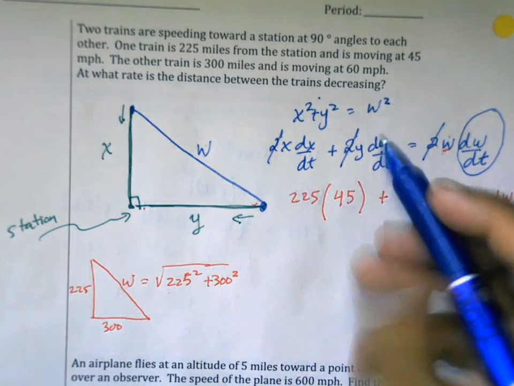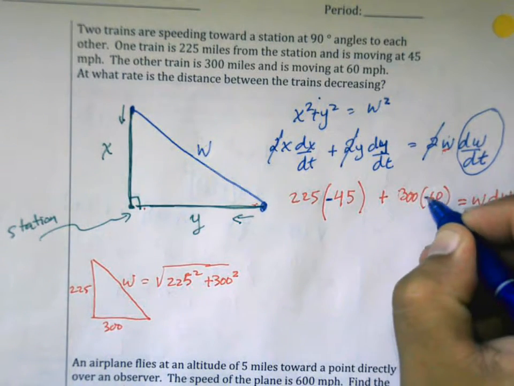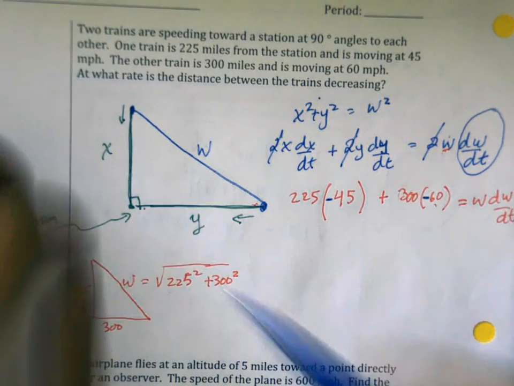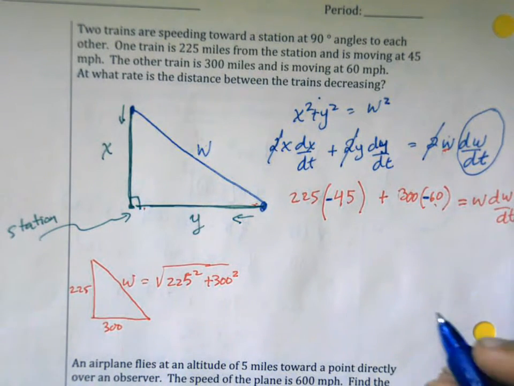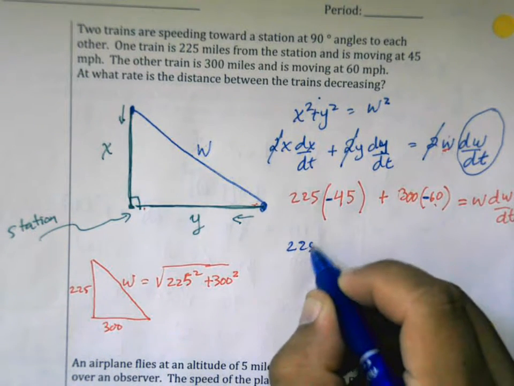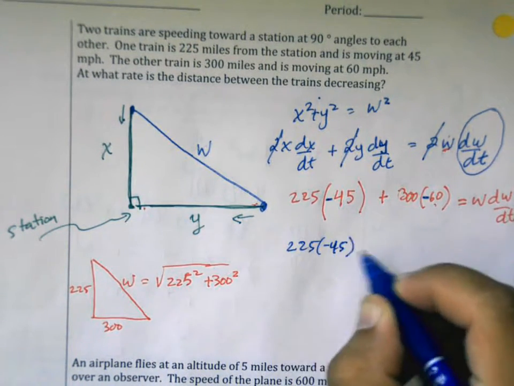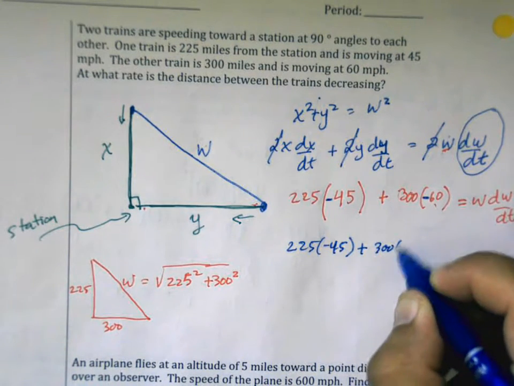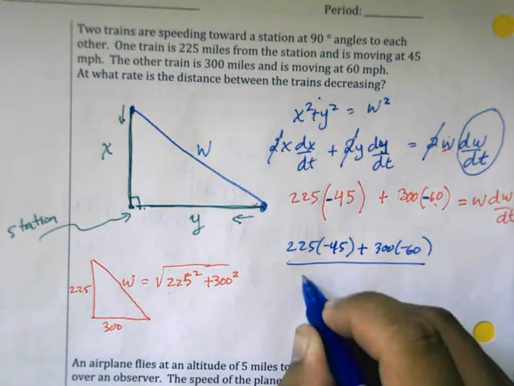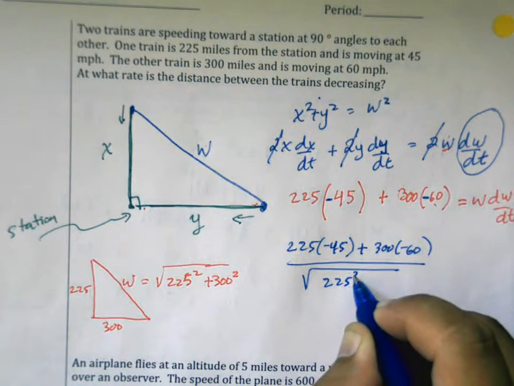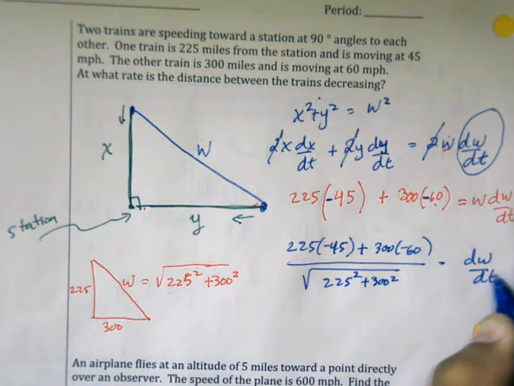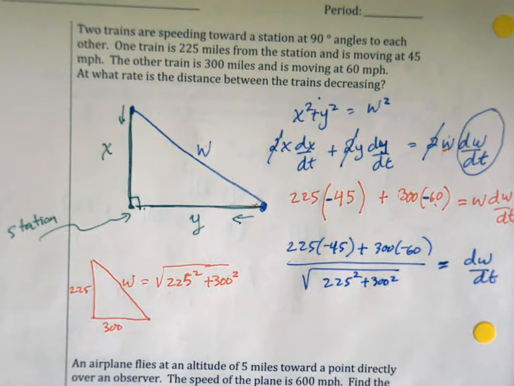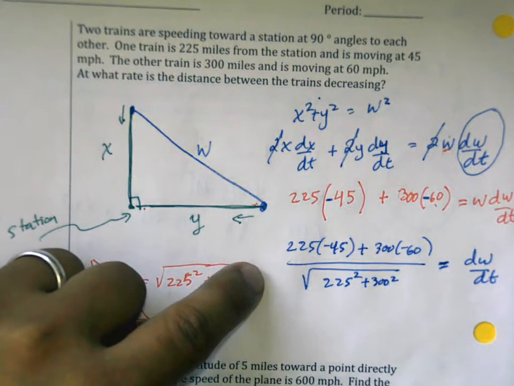So from this point of reference, these rates are negative, okay, because they're going toward something. So if you have an object moving toward you, the velocity of that object with respect to you is negative. Okay. So this is 225 times negative 45 plus 300 times negative 60 over this crazy looking square root, the square root of 225 squared plus 300 squared, is equal to dw/dt. Okay. And I'll leave this here so you can see the exact answer.